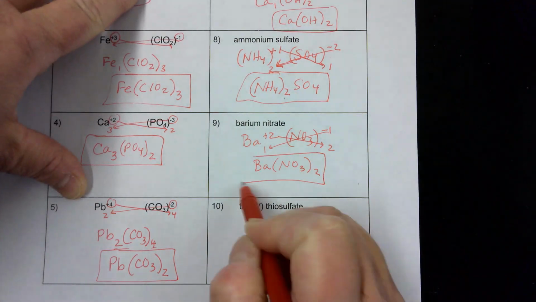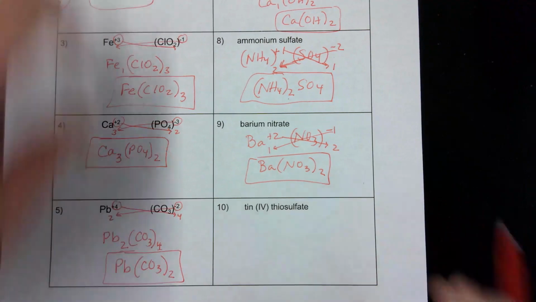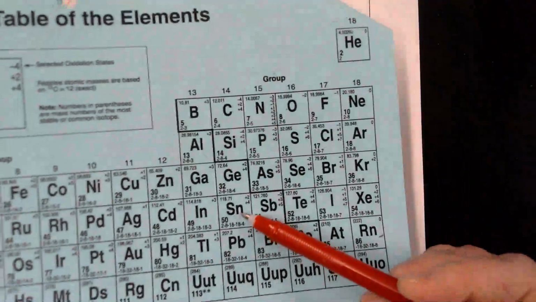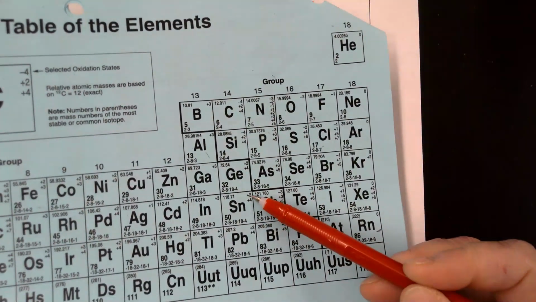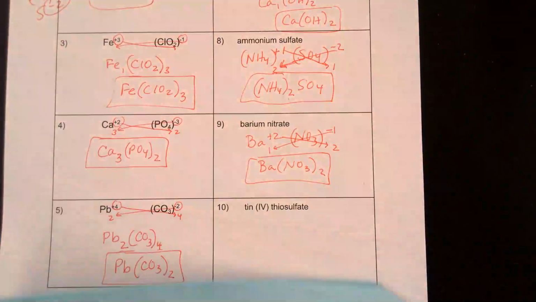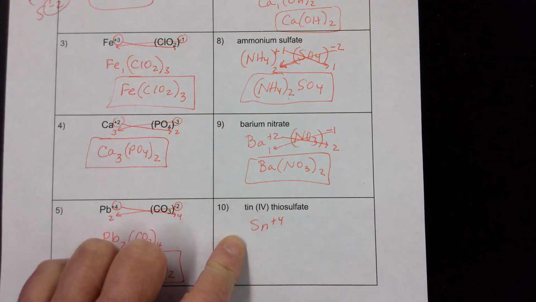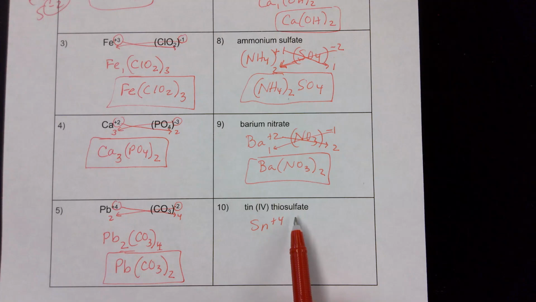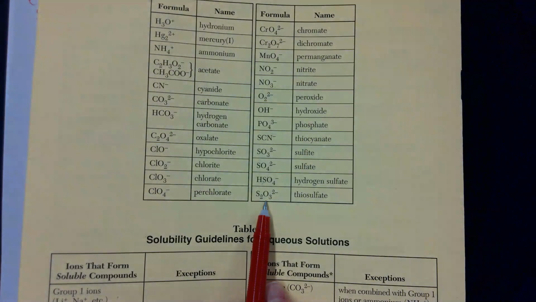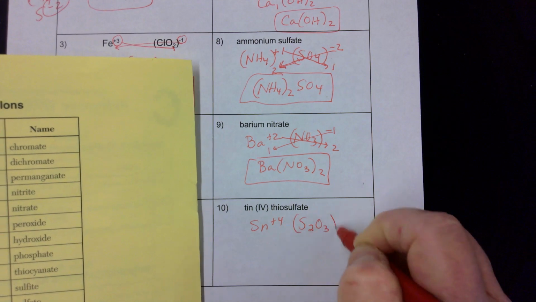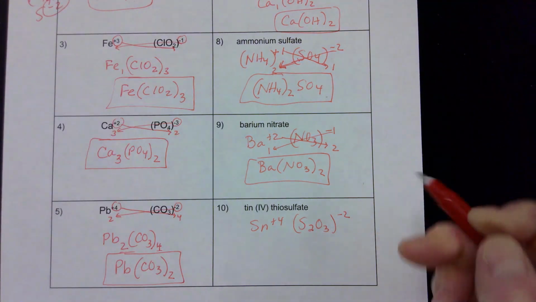And the last one, tin 4-thiosulfate. Tin. Tin is Sn. It either comes in a +2 or a +4, and we know which one we're using because Roman numeral 4 tells us that this is the +4. Thiosulfate is S2O3 with a -2 charge.